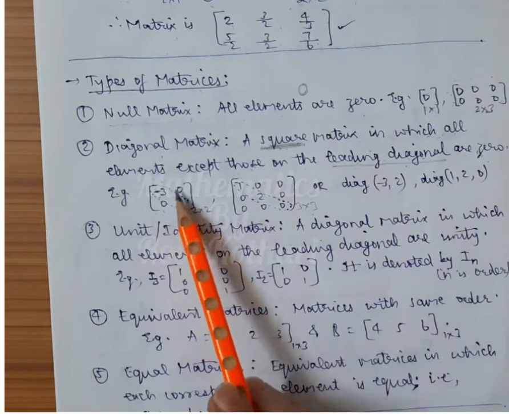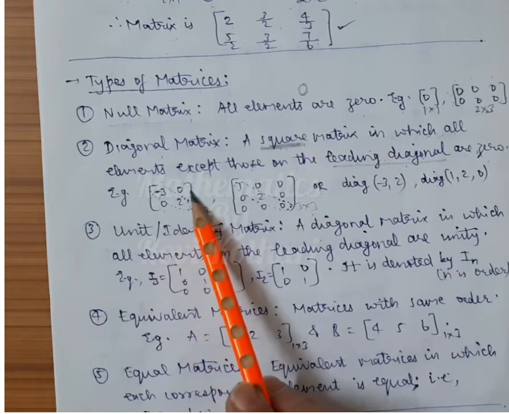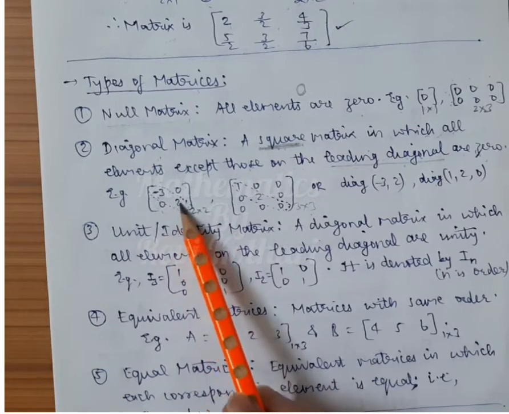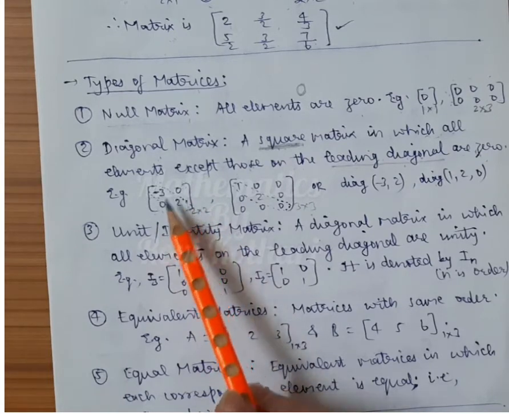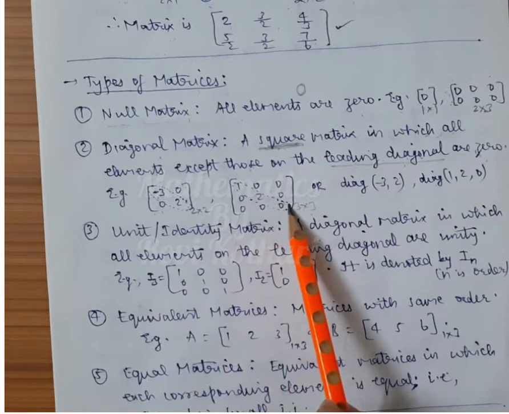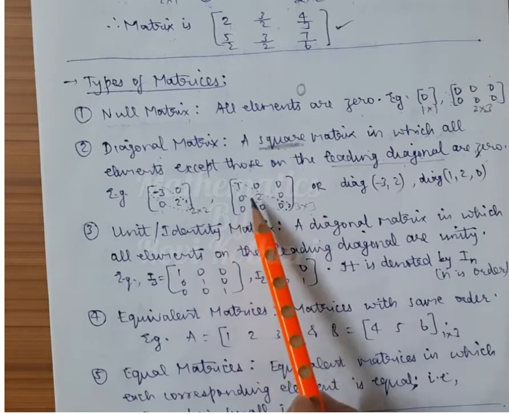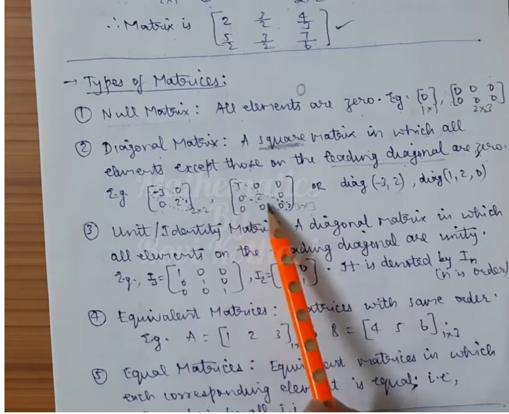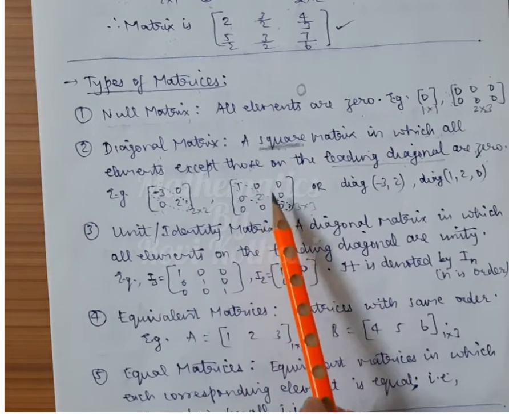Look at this matrix. Leave the leading diagonal. The other 2 elements are 0. We are not interested in what is coming here. It may be 0, it may not be 0, but definitely these must be 0. Then we call it a diagonal matrix. Look at this. This is your leading diagonal. Except it, all others are 0. That means it is a diagonal matrix, no matter what. For example, in this leading diagonal also there is a 0 here, but that is not of our concern. Our concern is the remaining elements.